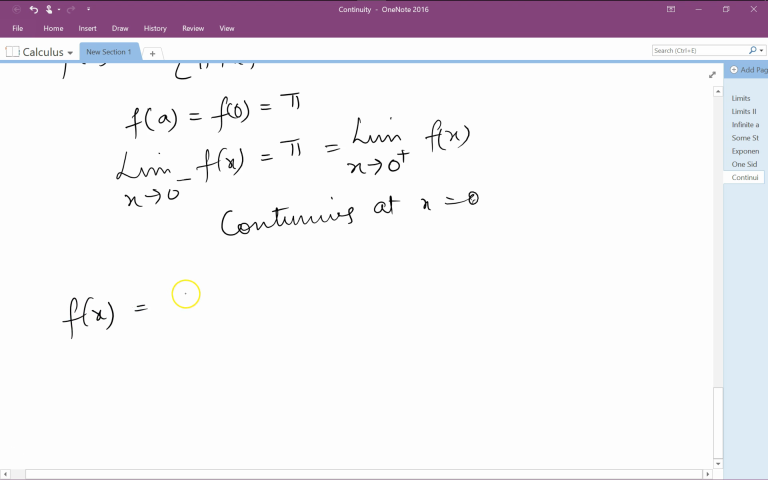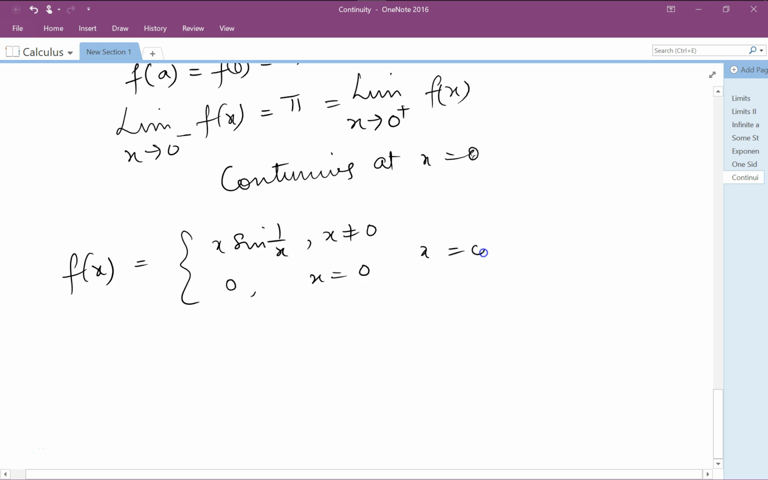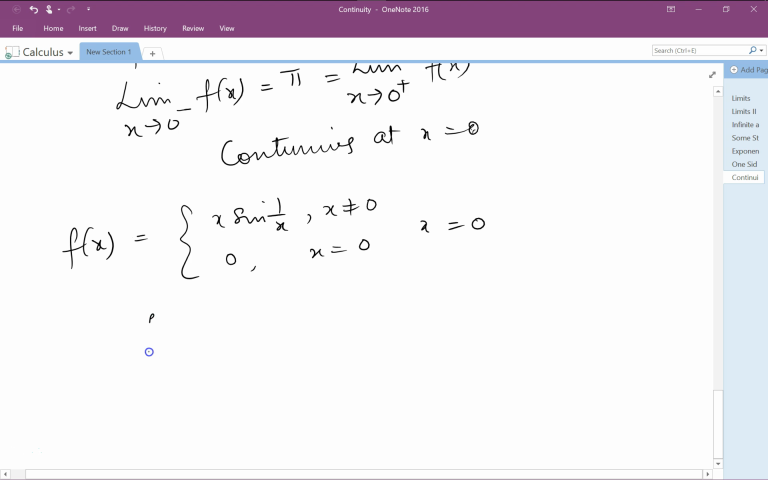F of x equal to x sine 1 by x when x is not equal to 0, and 0 when x equal to 0. Now we are interested at x equal to 0. Here, does f of 0 exist? Yes, it exists. No, it doesn't exist. It does not exist because 1 by 0 itself does not exist.